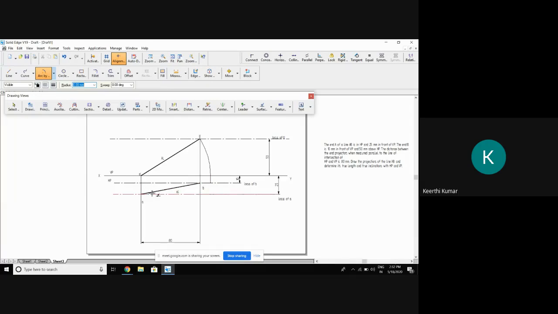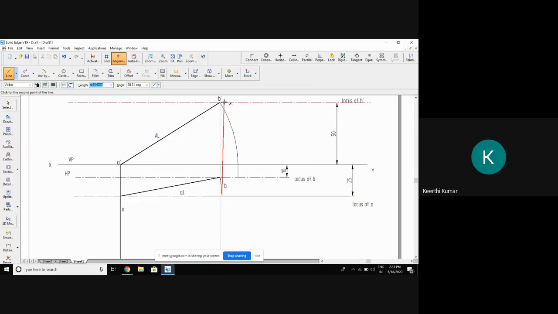Arc by center point method. Keeping the point A and point B, I had taken from point B, I'll cut an arc till it reaches the locus of A. How? Where is the locus of A? Locus of A is at the bottom. So I'll draw the arc here. Then I'll take a vertical line from this point to this. Just I'll zoom this and show you. Okay, done. So this completes.